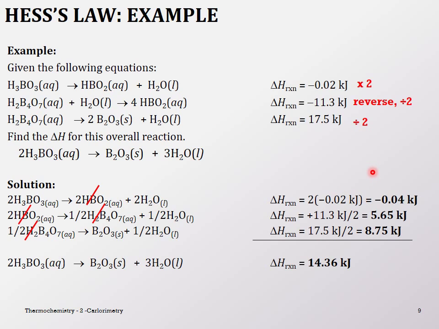But one way or another, with Hess's law, you should be able to cross things out. You should be able to get to your final answer. If you're not able to do that, then something is missing or you forgot to do something. But otherwise, it should always work out.